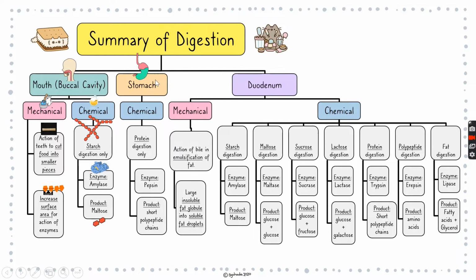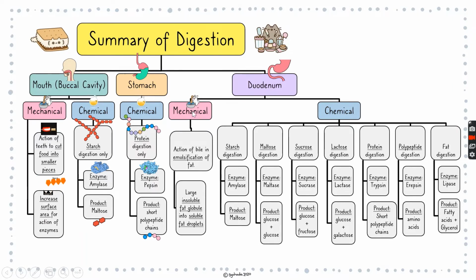Next up is the stomach. The stomach only involves chemical digestion of protein with the enzyme pepsin, and the result, we get the product short polypeptide chains. The third area of digestion in the human alimentary canal is actually the duodenum.